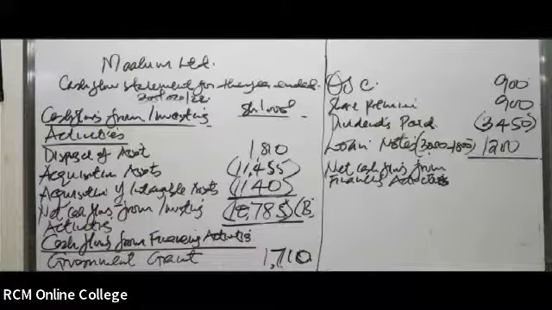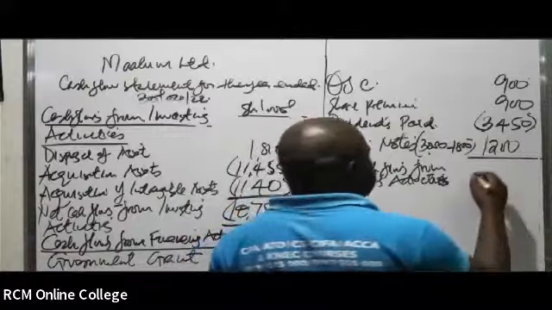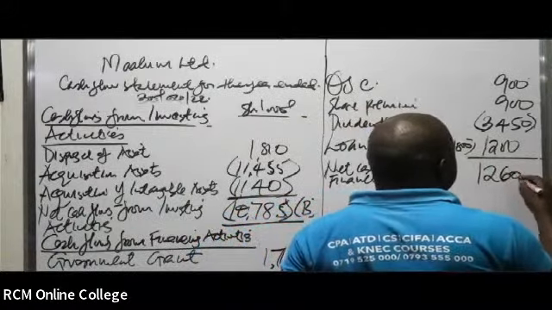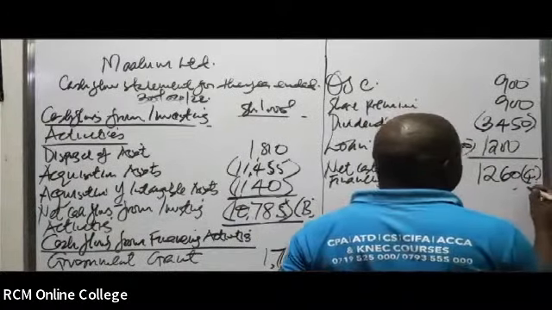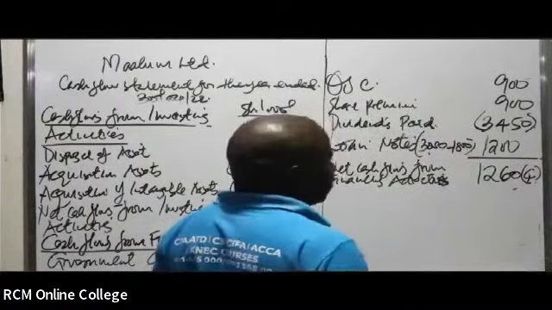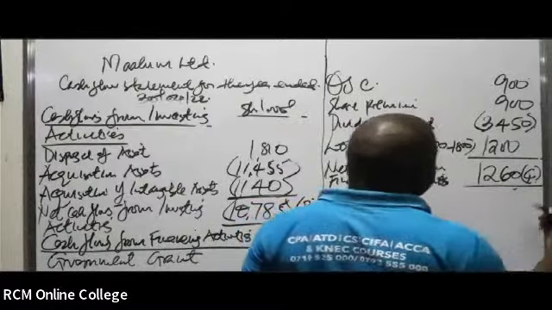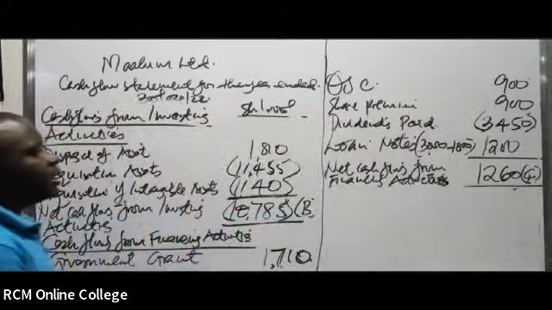So it is coming to 1260. In this case, I can say 1260 or 1260, so that it is positive. So that is our part C.